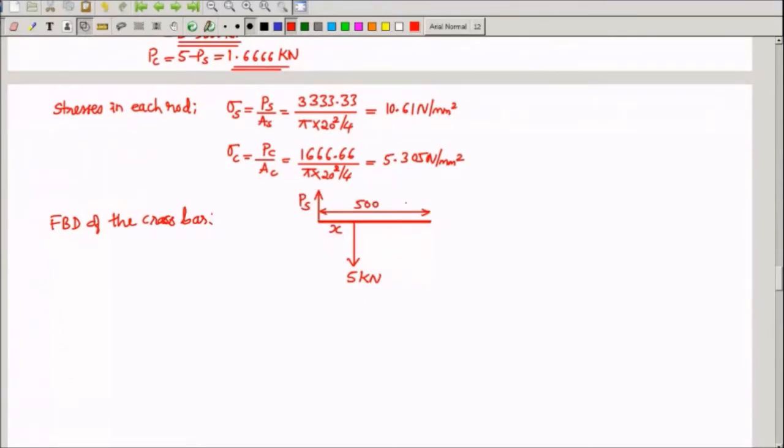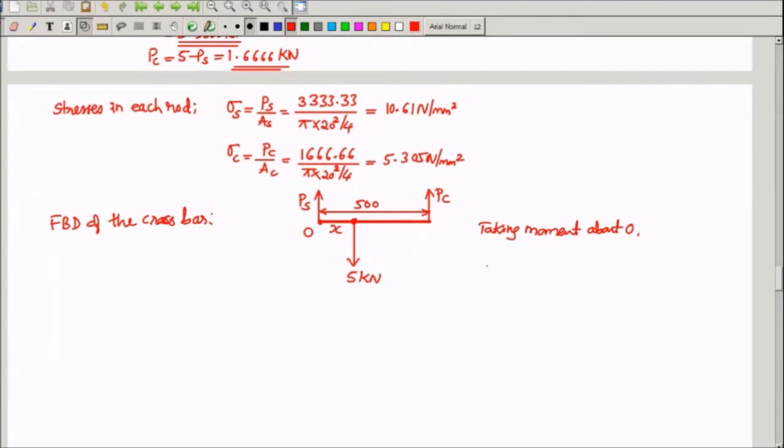It will be like this. And PC will be like this. So this is what is called the free body diagram of the crossbar. Now when you write the free body diagram, you can take the moment of forces in order to find out what X is. I'll take this point as O, the left corner. I'll take the summation of all the moments about O.